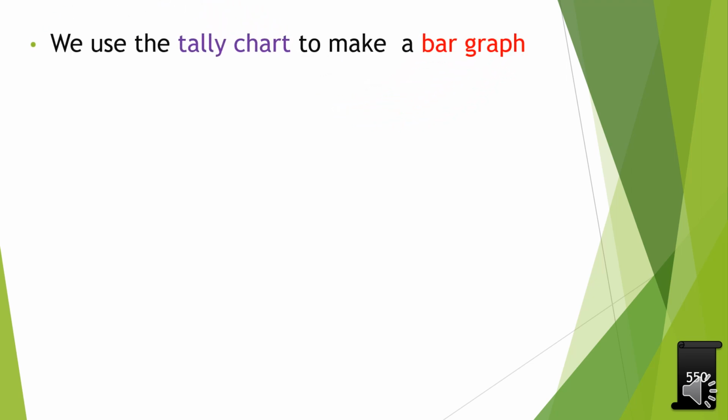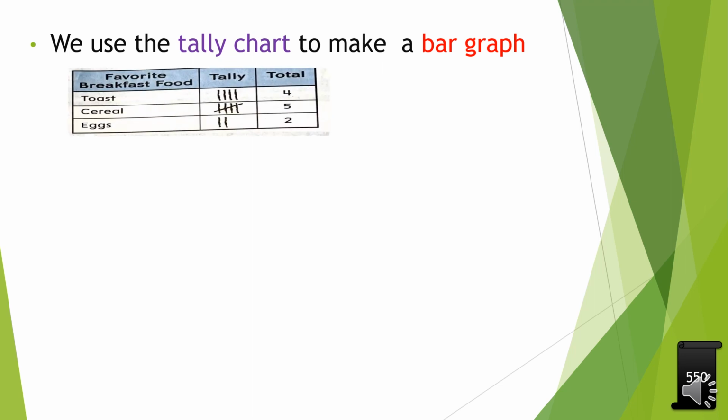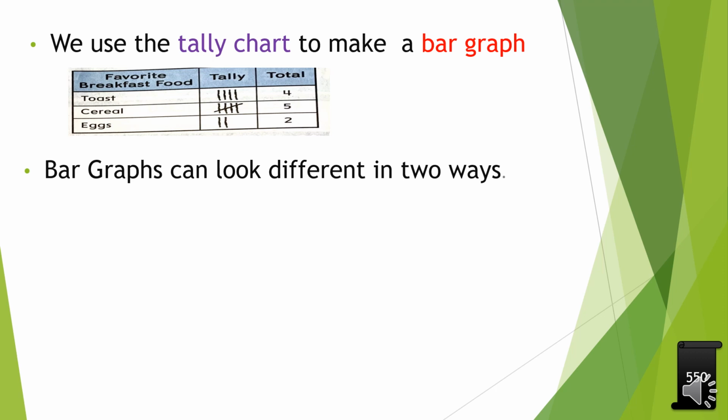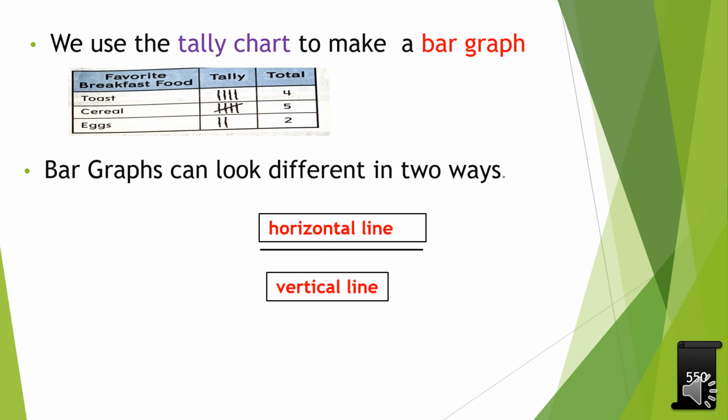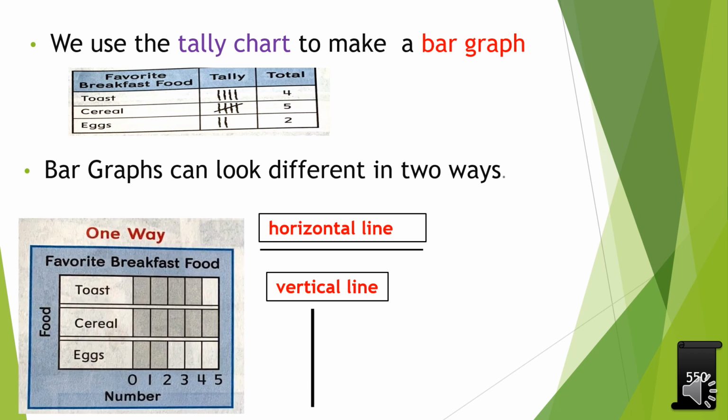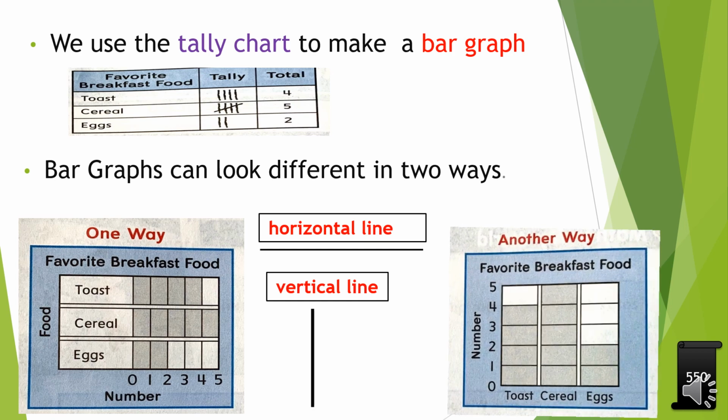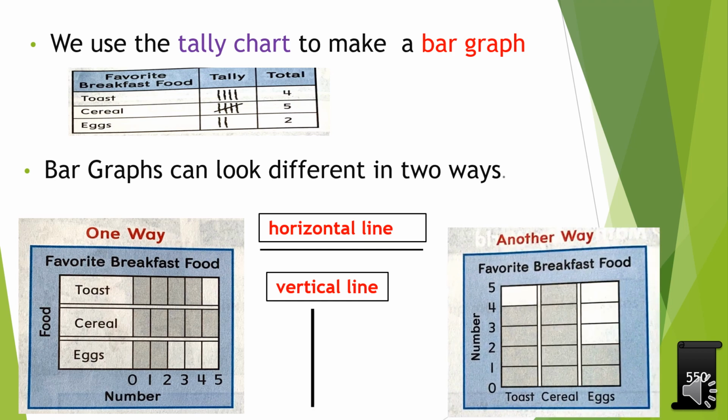Okay, now how to make a bar graph? We use the data given in the tally chart to make the bar graph. We can make our bar graph in two different ways, using the horizontal line, which looks like the sleeping line, and the vertical line, which looks like the standing line. The first way is to use the horizontal line for number of votes and the vertical line for the types of food. Or the other way is to use the horizontal line for the kinds or types of food and the vertical line for the numbers. Both of the ways are correct.